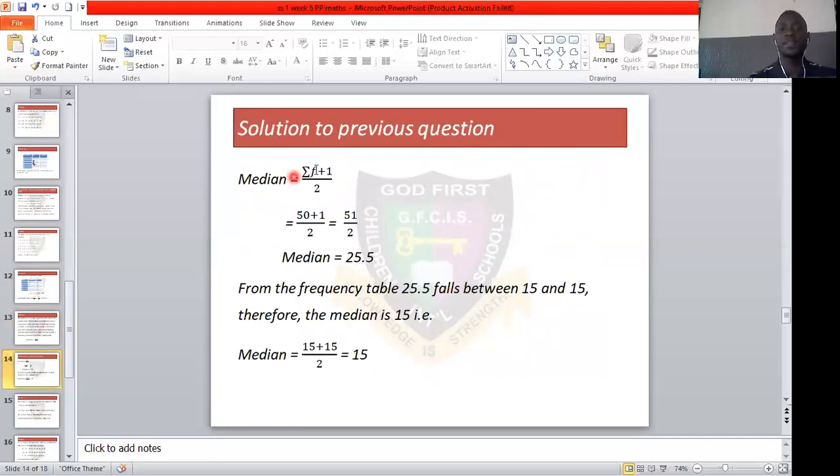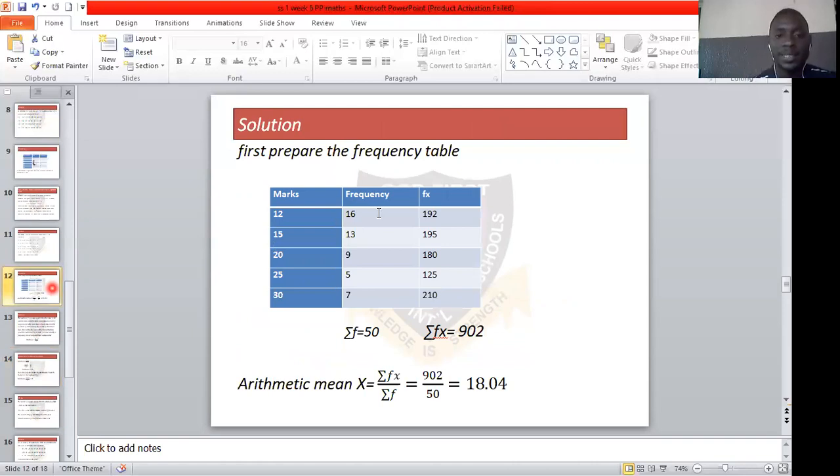You say 50 plus 1 divided by 2 will give 51 over 2, which will now give you 25.5. But if you want to find the median, you now go to the frequency table. Where does 25.5 fall in between? Say this is 16. Start adding your frequency table together to get that value. So 16 plus 13 is 29.